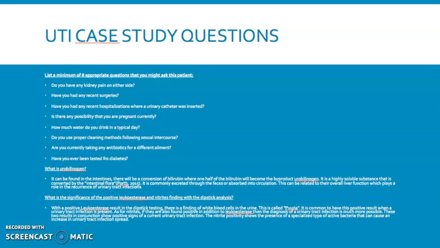Are you taking any current antibiotics for a different ailment, which is going to decrease your ability to fight off an infection? And have you ever been tested for diabetes? The next question I chose was, what is urobilinogen?